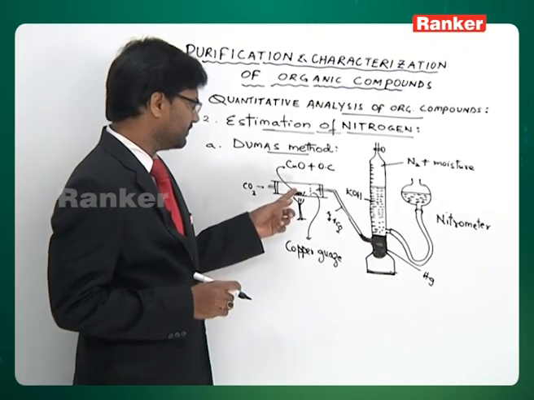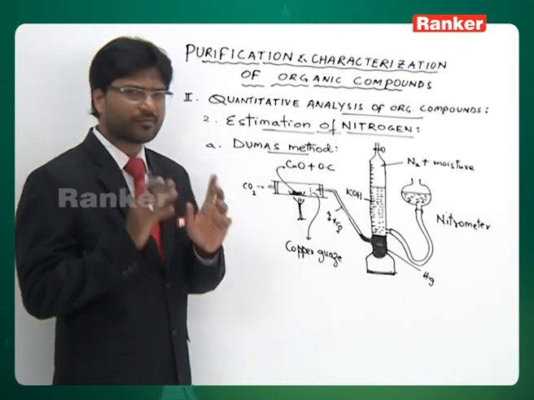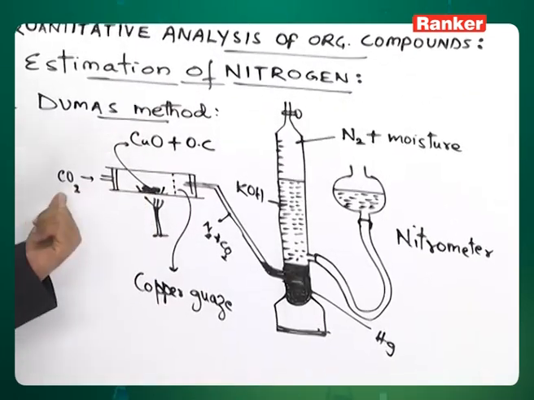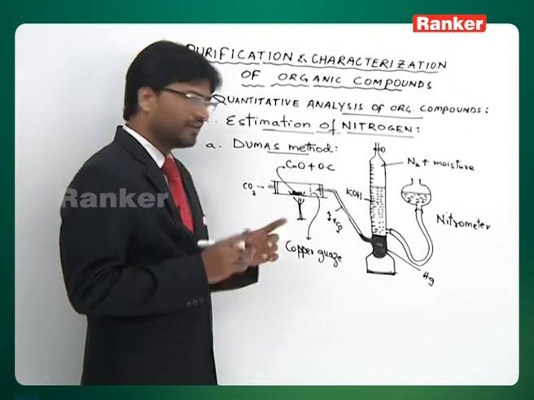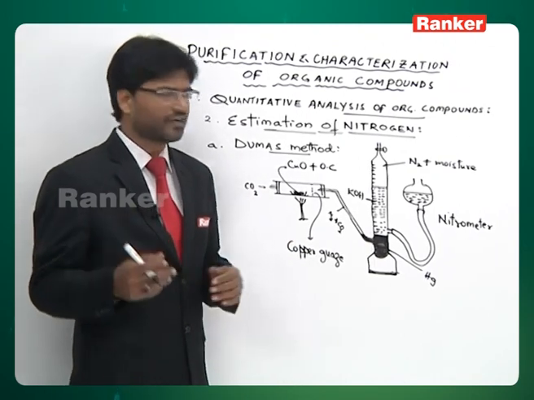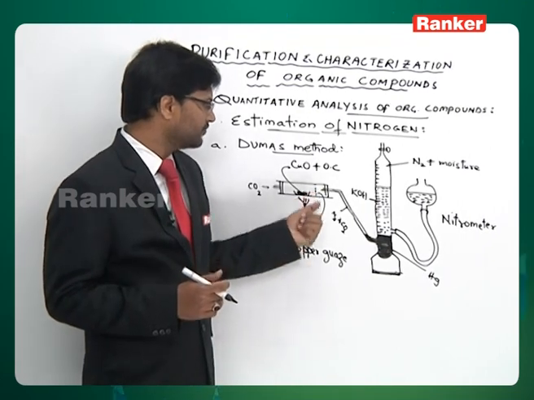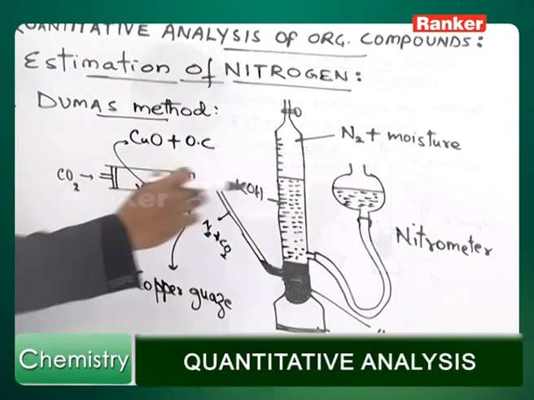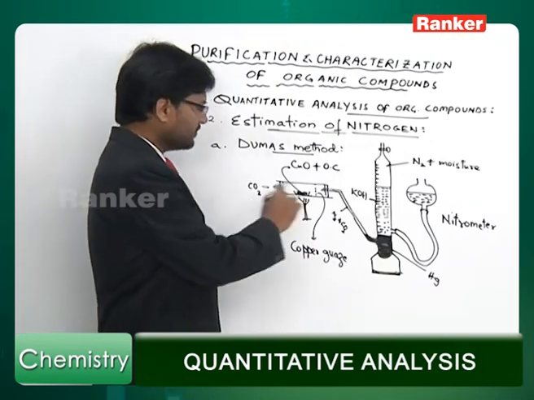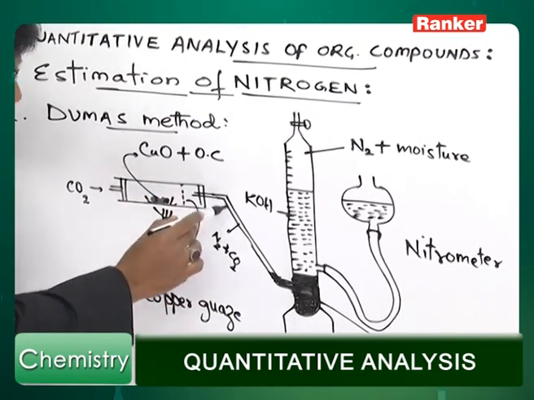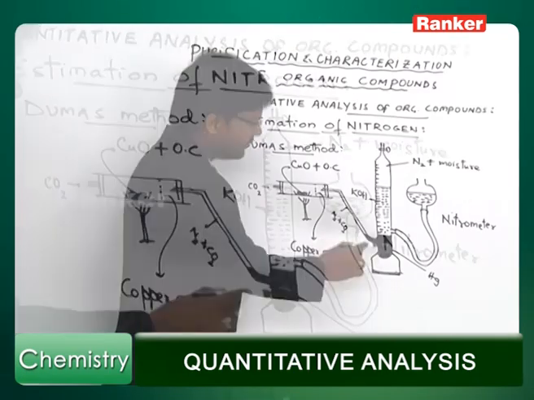Here you have a mixture of organic compound and copper oxide being used as an oxidizing agent, and then it is being heated in a current of carbon dioxide gas. All the nitrogen present in the organic compound becomes N2, and part of it becomes oxides of nitrogen. Those oxides of nitrogen are reduced to nitrogen by copper gauze placed in the path of the gases. See, CO2 is being constantly circulated to flush out the nitrogen which is formed here, and then the two gases, N2 and CO2, enter into this tube.